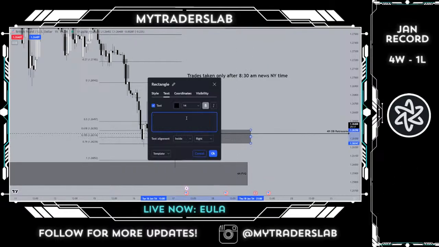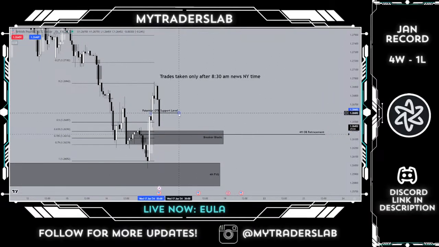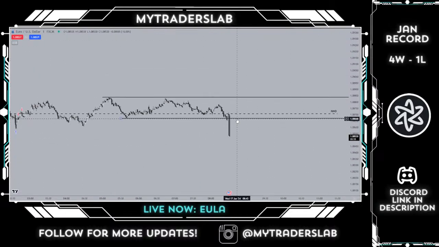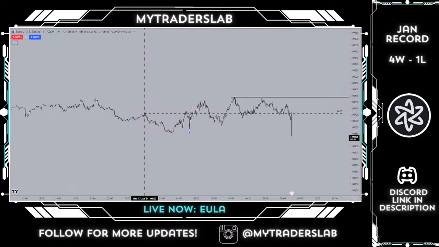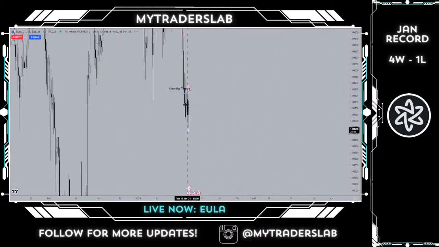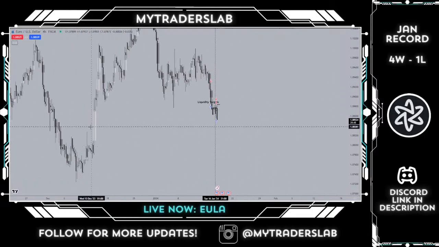Rule says that we can only trade like 5-10 minutes after the news release, so I want to see some nice little reactions of the point of interest that we have marked out. Jeez, okay. Further downside to retest the 4-hour fair value gap here. Possible.